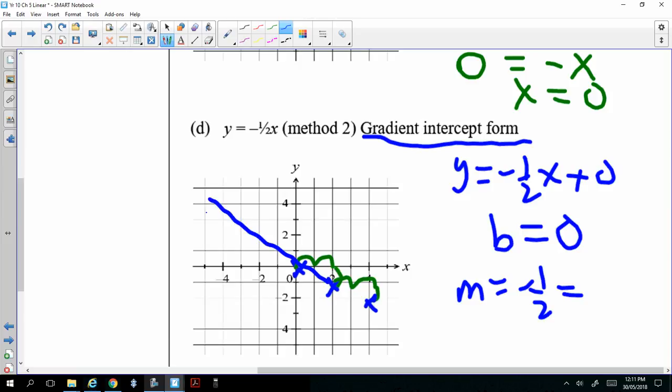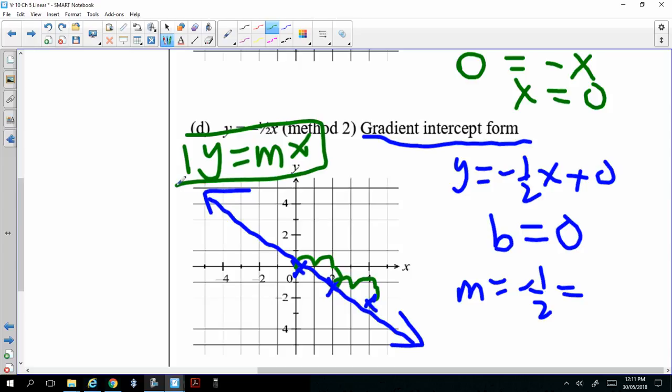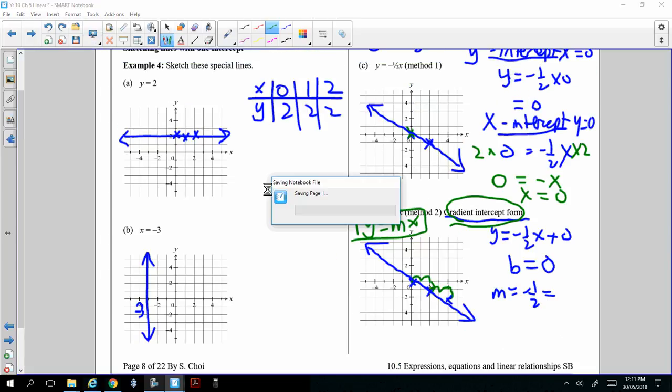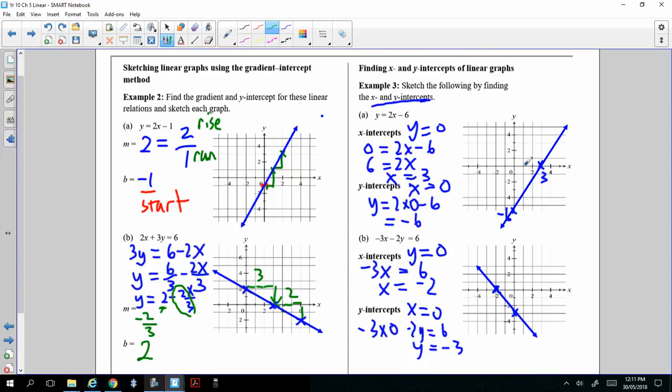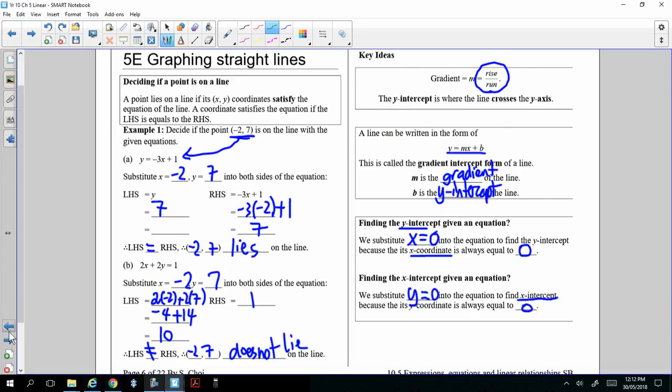So when you get y equal to a number times x, in the form of y equal to mx, without the y-intercept, where the y-intercept is 0, it's better to use this method because you can get the line more quickly. Okay, any questions? Just remember when it's y equal to a number, it's a horizontal line, x equal to a number, this line, y equal to mx without the y-intercept, it's a line through the origin. And then you might like to use the x and y-intercept approach to draw the line, finding the x-intercept and the y-intercept. And you also need to know how to check a point is on the line. That's last lesson's work, so hopefully you can finish that by yourself.